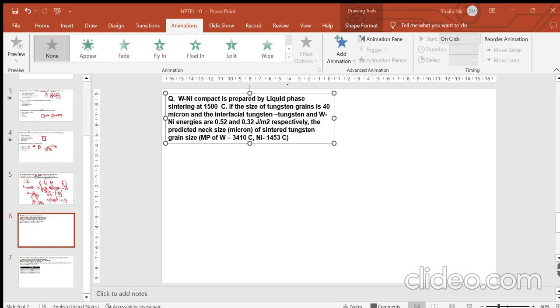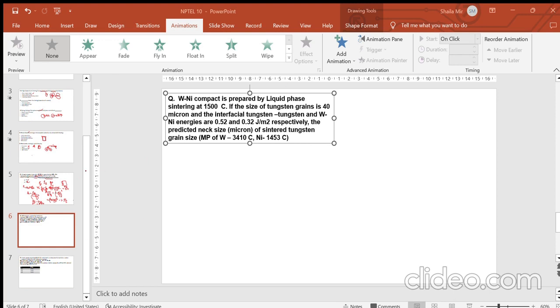You can take 2 minutes to try to solve it, then I will show you how to do it. I have put down all the parameters that are given, so you just have to find out the value. How will x by d be calculated? You just have to use the geometry for that. Also, this x is actually your neck diameter.